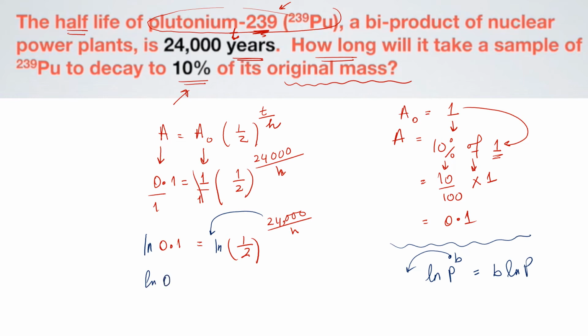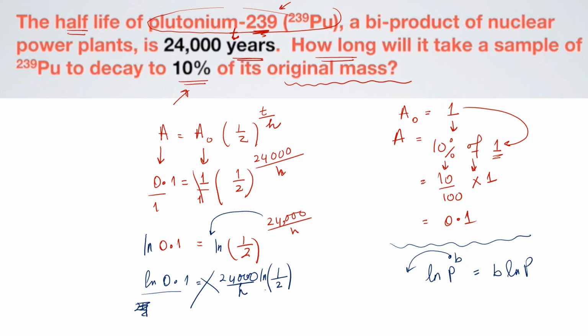So I will get ln 0.1 equals 24,000 divided by H times ln of half. Now divide both sides by ln of half and 24,000. Rather than doing this, I think I should cross multiply because I need the H on the upper side.